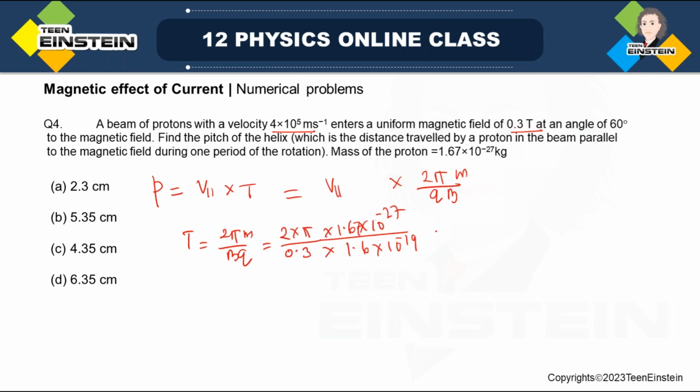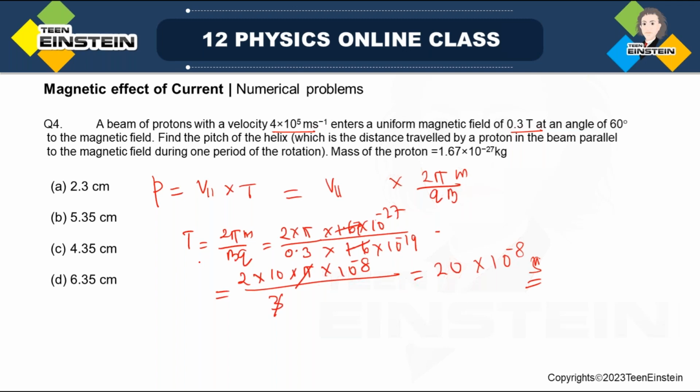Here also the calculation will be an approximated calculation. 2 into this 10 I'll multiply here, then pi, and this I'll strike out in the beginning itself. So this will be 10 to the minus 8 divided by 3. So this time we'll get nearly around 20 into 10 to the power minus 8. It is actually in time, seconds.